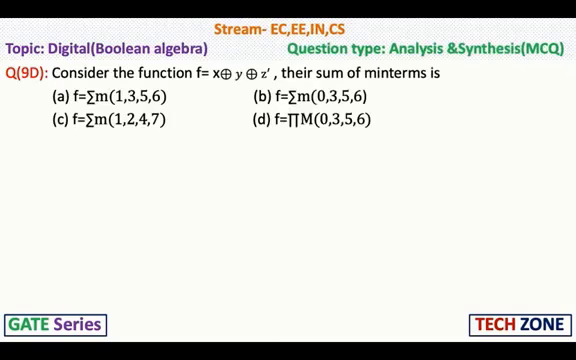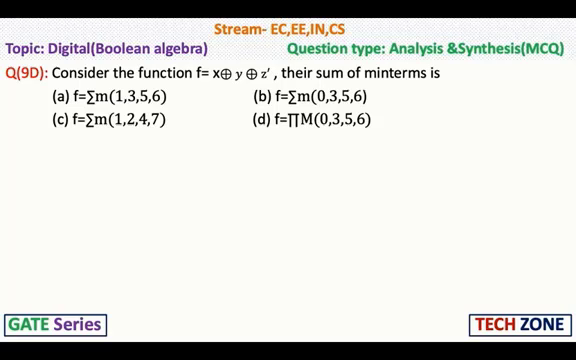So the next question is: consider the function f = x XOR y XOR z bar, then the sum of minterms is option A f = sum of minterms 1, 3, 5, 6, option B f = sum of minterms 0, 3, 5, 6, option C f = sum of minterms 1, 2, 4, 7, option D f = product of maxterms 0, 3, 5, 6.